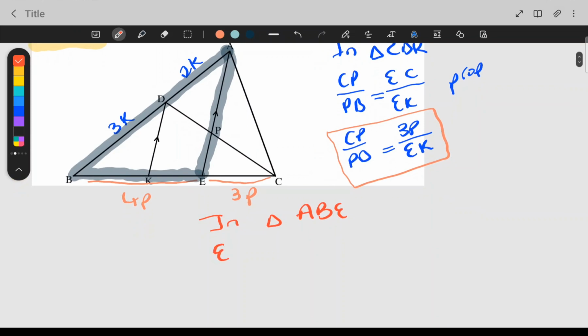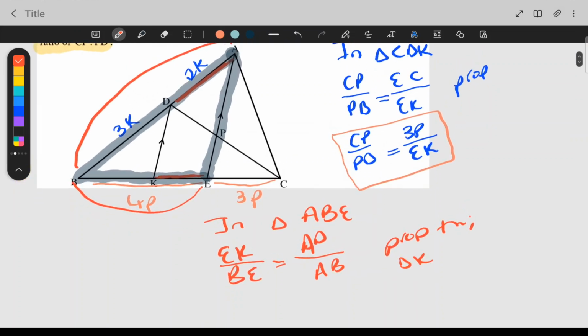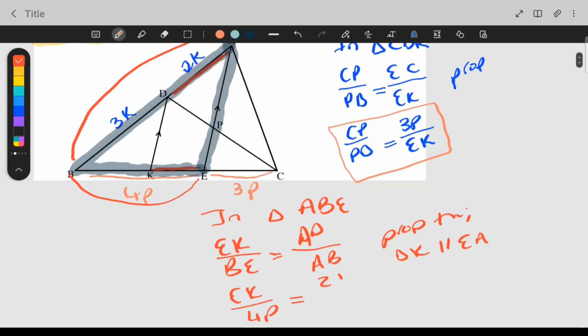And I'm going to start with EK because I'm actually looking for EK. EK over the whole BE, because I have that BE, is exactly the same as, bottom, AD over the whole AB. And this is prop theorem. And the parallel lines there: DK is parallel to EA. So this line is parallel to that line. Okay, so now fill in the information. EK over BE. BE is 4P. That whole line is 4P. And that is exactly the same as AD. AD is 2K. And the whole AB is 5K.